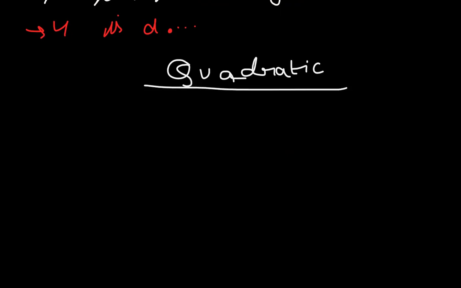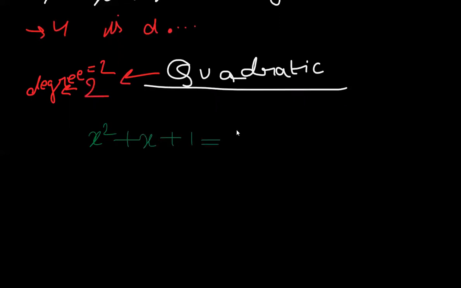Now quadratic means 2. So the degree of the polynomial, or the highest power of the polynomial or algebraic expression, is 2. So here the degree is 2. Now let me give you an example of this statement. For example, I can say x square plus x plus 1 is equal to 0.